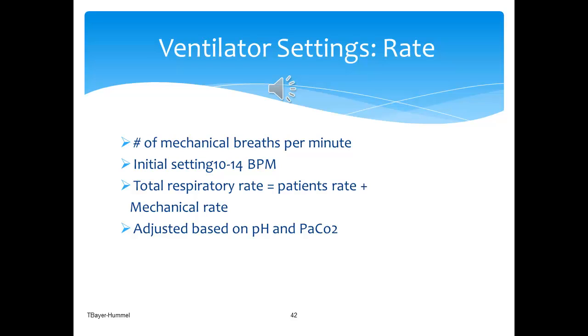The respiratory rate is adjusted based on the pH and the PaCO2. For example, if you have a very elevated PaCO2, you might want to increase the respiratory rate to help the patient blow off that CO2 and help to normalize the pH.